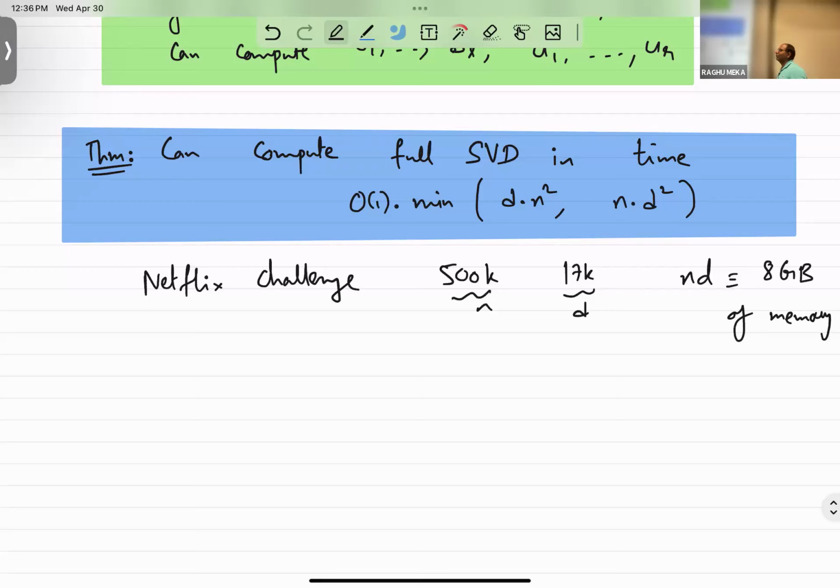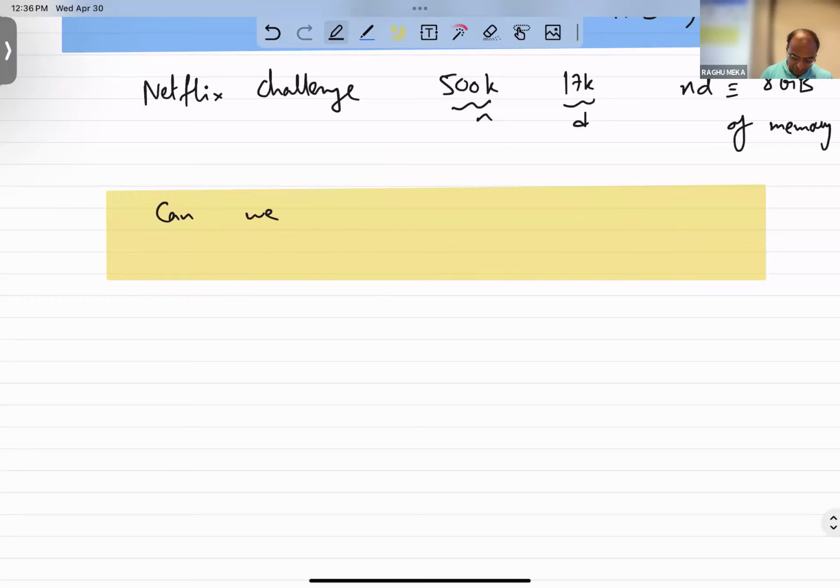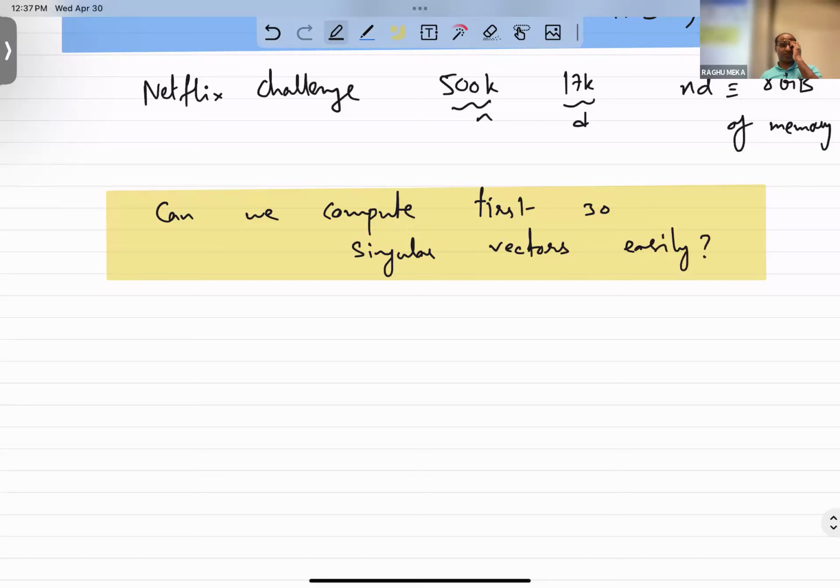But we don't need the full SVD to apply to the Netflix challenge. I only need the top things, right? So that's the question that we're going to ask and answer. Can we compute the first 30 singular vectors easily? Okay, I want to compute the first 30 without having to do this whole thing.